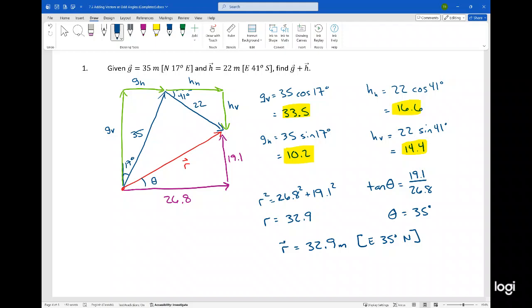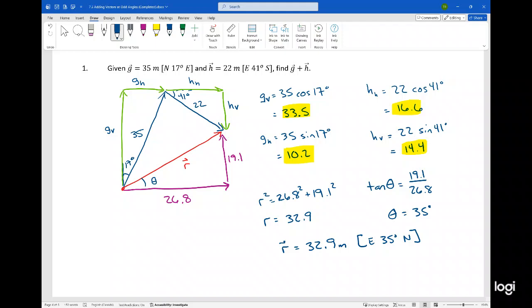Now, you'll notice when I drew this, I'm going to go back to refer to the colors. So we originally drew the two blue arrows, which were the two arrows given to the question, G and H. Red is the resultant arrow that we're looking for. And then I just broke everything into vertical and horizontal pieces with the green.